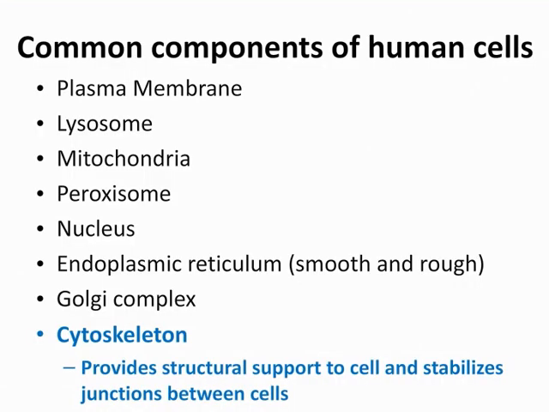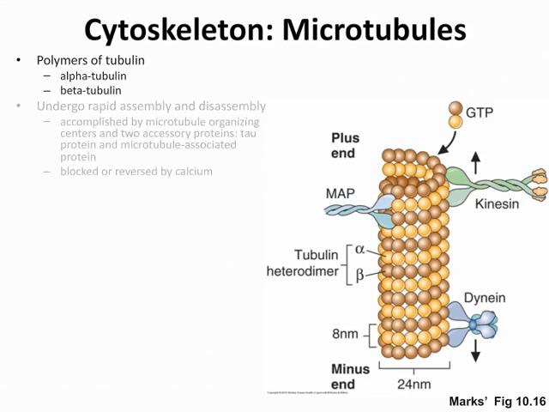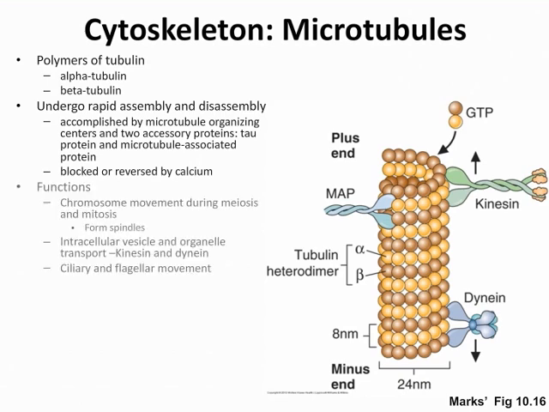Alright, so Objective 11 talks about the structure, diameter, and function of the cytoskeleton, and also being able to discuss disorders associated with microtubules. So remember, cytoskeleton is basically your skeleton that provides the structural support for the cell and stabilizes junctions between cells. Microtubules also undergo rapid assembly and disassembly. That's all blocked or reversed by calcium, so that's a key point.